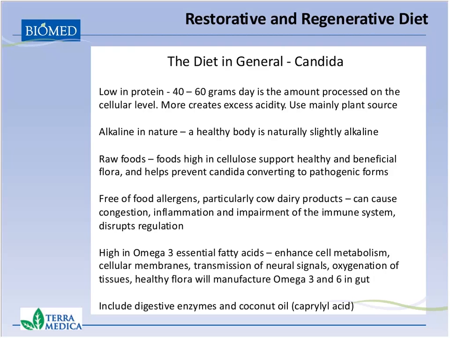Raw foods, especially vegetables, are really important because they're high in cellulose, and this helps support the healthy and beneficial flora. It helps to prevent the Candida converting into pathological or pathogenic forms.